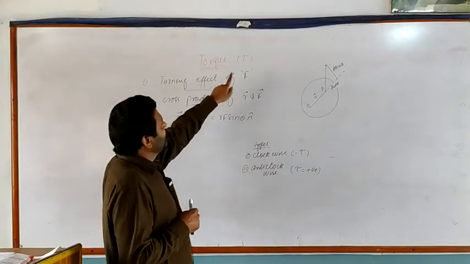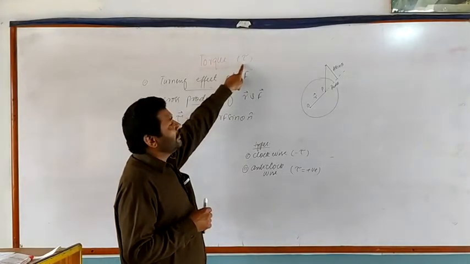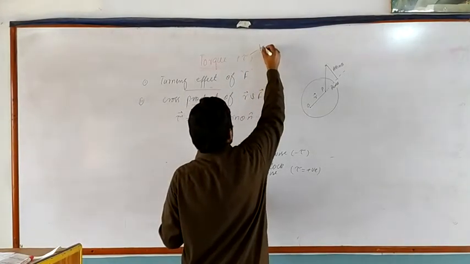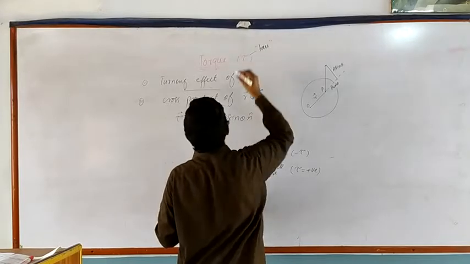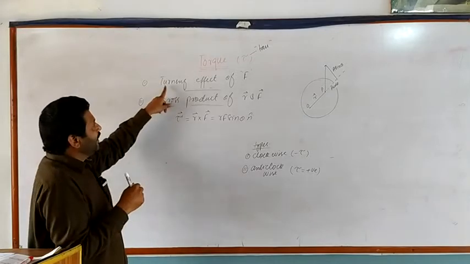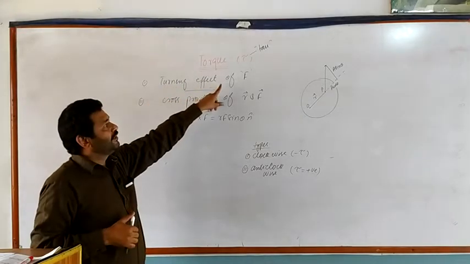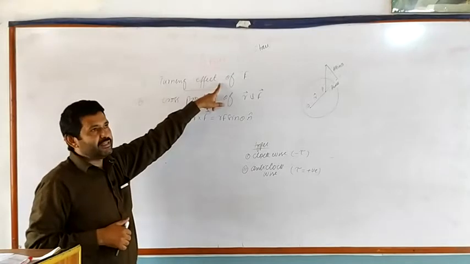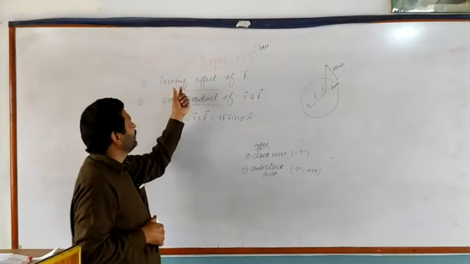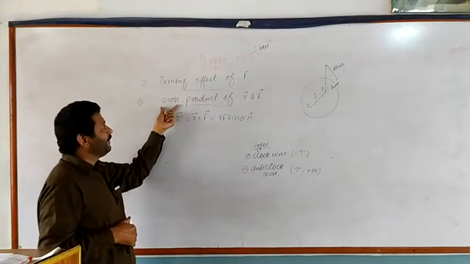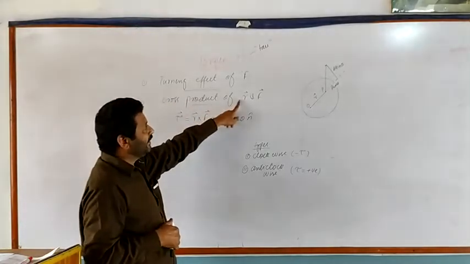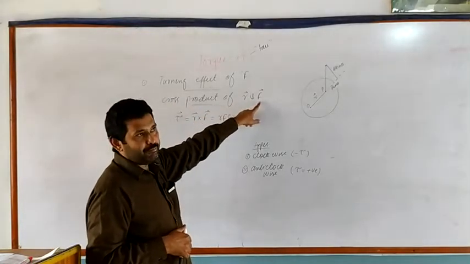Dear students, let us discuss the topic torque. Torque is represented by the Greek letter tau and is defined as the turning effect of a force on a body about its axis or about its center. It can also be defined as the cross product of position vector and force.